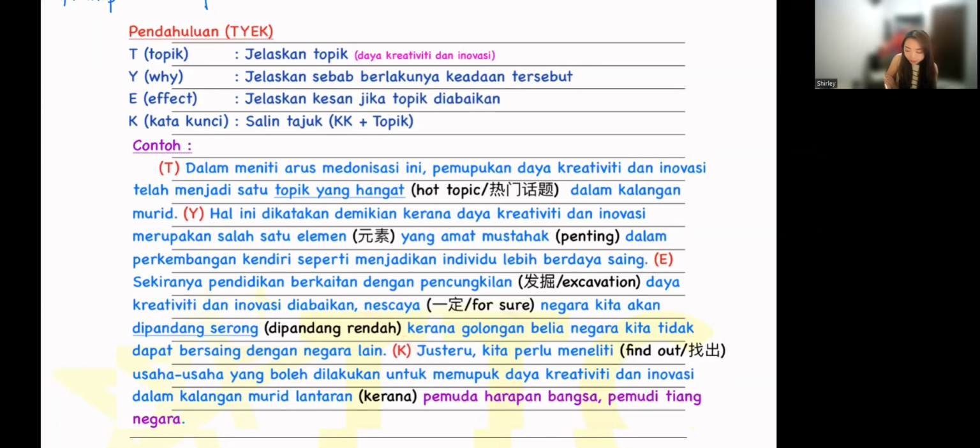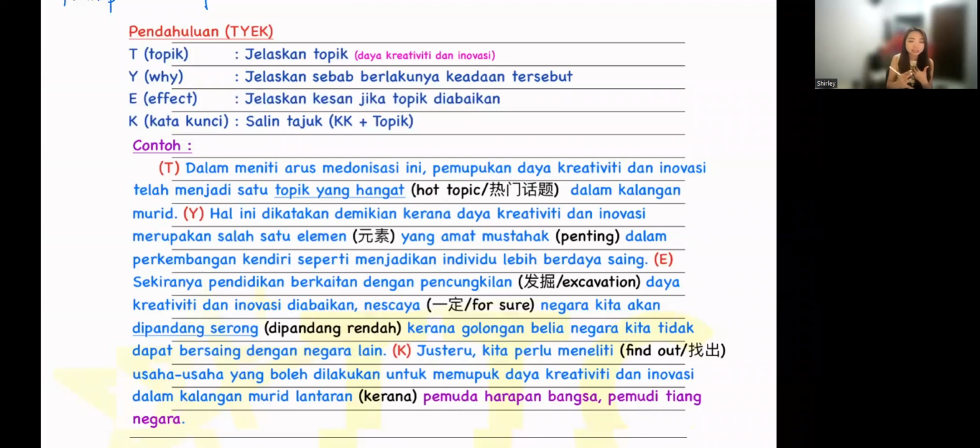Sekiranya pendidikan berkaitan dengan pencungkilan daya kreativiti dan inovasi diabaikan, then what happens? For sure, nescaya negara kita akan dipandang seram. Mengapa dipandang seram? Kerana golongan belia kita tidak dapat bersaing dengan negara lain. If we never put attention on the daya kreativiti dan inovasi, then for sure our country will be looked down on, because the people in the country couldn't compete with other people. That's why the other countries will look down on us.